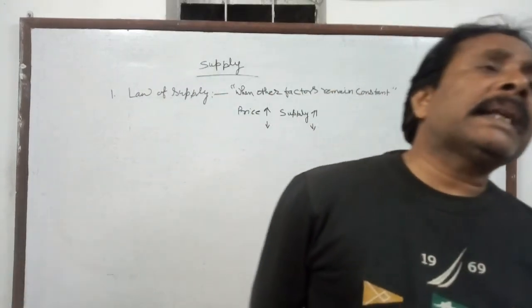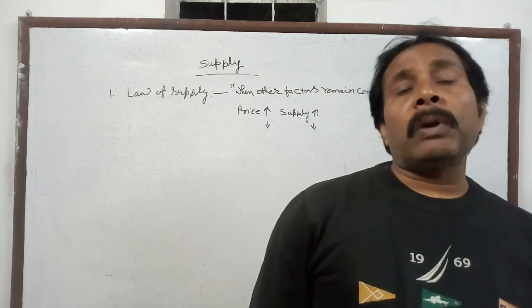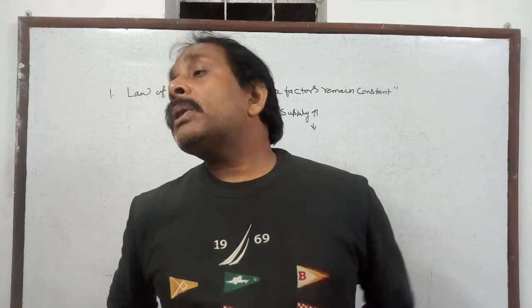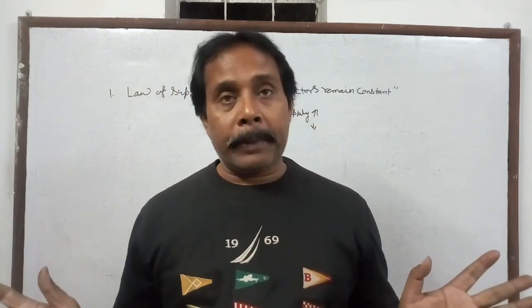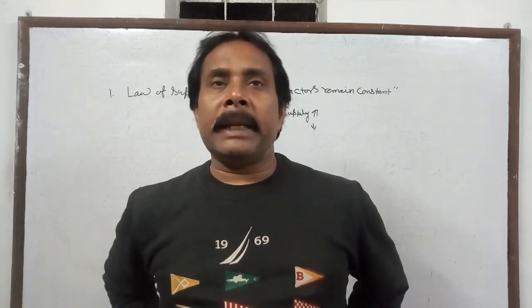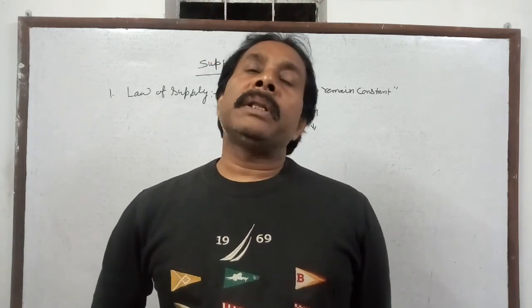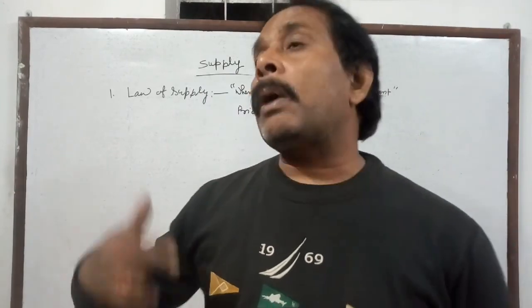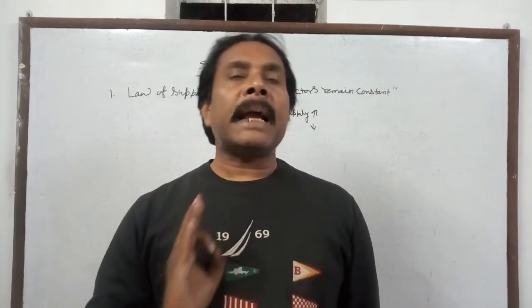Next, perishable goods. First of all, you should know what perishable goods are. Anyone? Perishable goods are those goods which can't be preserved for a long period of time. So even if in future their price increases, we can't preserve them for a long period of time. So in the case of perishable goods, supply will not increase. These are the exceptions.